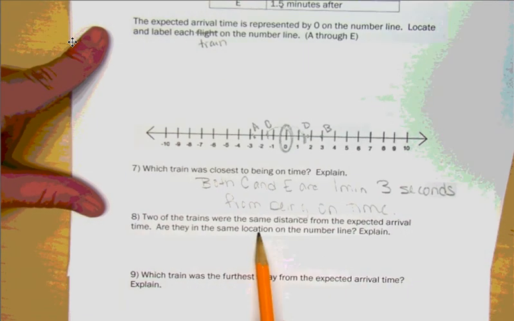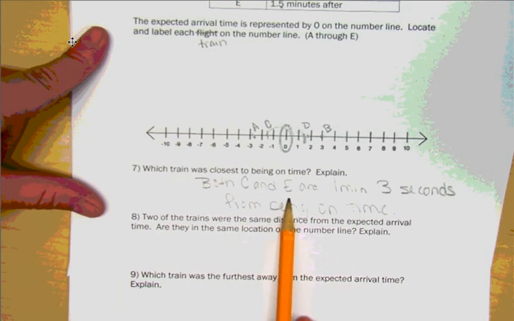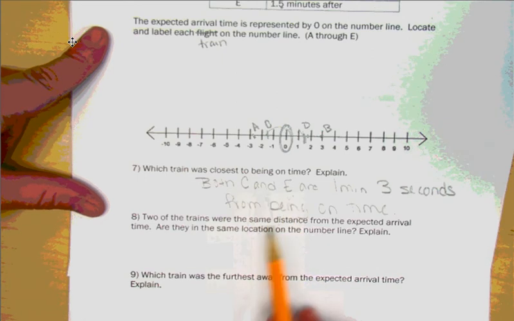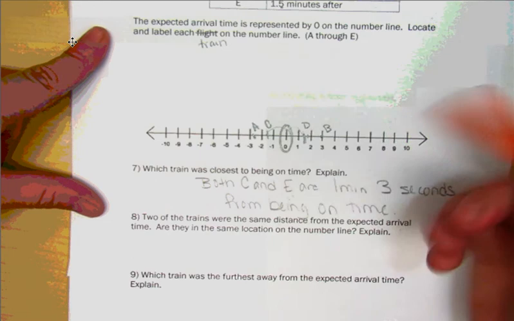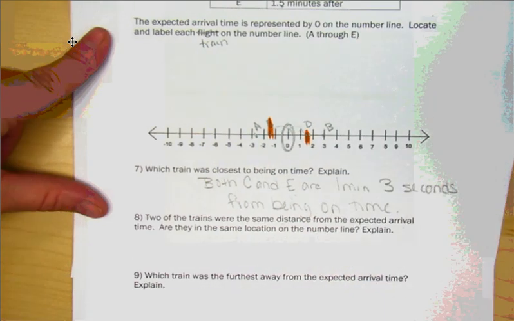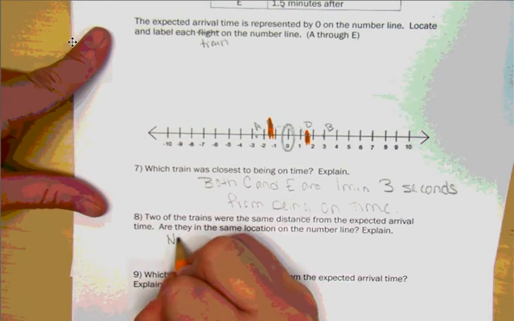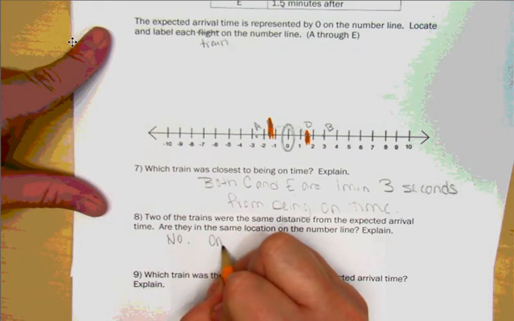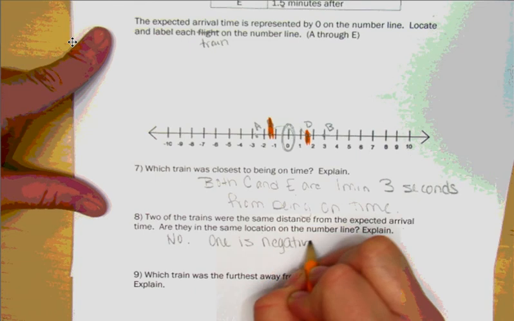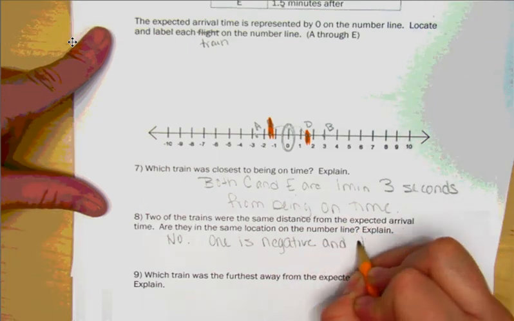Are they in the same location? Well, actually, we already found the 2 that are in exactly the same time, which is going to be C and E again. But are they in the same location? Well, if we see E and we see C, are they in the same location? And the answer to that would be no. One is negative, and the other is positive.